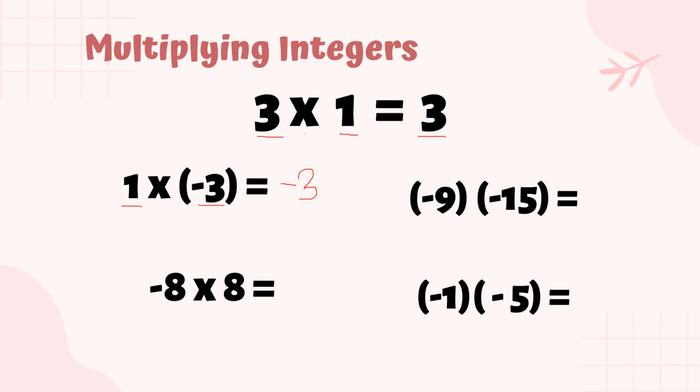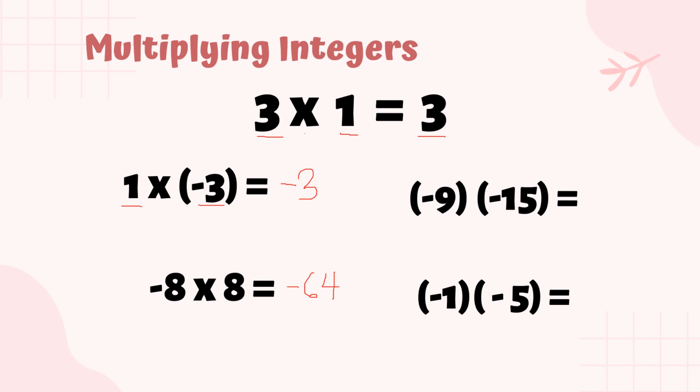Another one. They also have different signs. The other one is negative, the other one is positive. So we have negative 8 times positive 8. So the result, just multiply the two. 8 times 8 is 64. Since they have different signs, the result, the product, is negative.